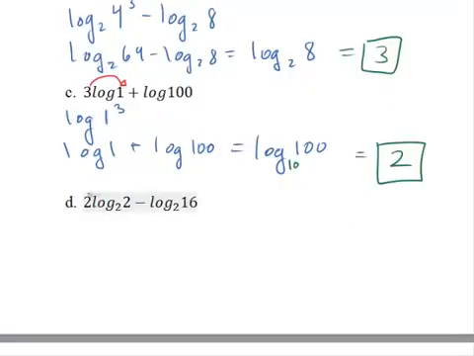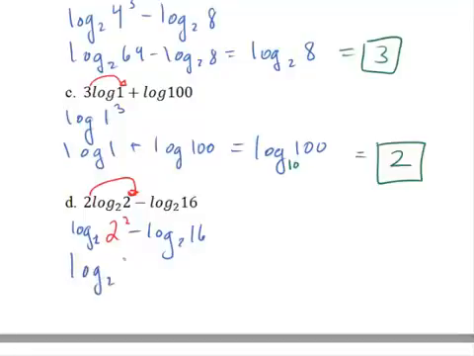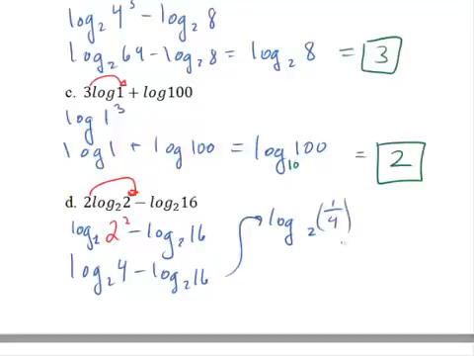All right, and last example here. Here's a power. We need to move that onto the 2. So we have log base 2 of 2 squared, which is 4, minus log base 2, 16. And when we have 2 squared, so 4 minus log 2, 16, we have log 2, 4 divided by 16, which is 1 over 4. So we're asking 2 to what power is 1/4?